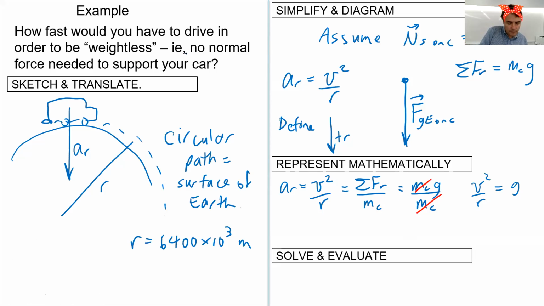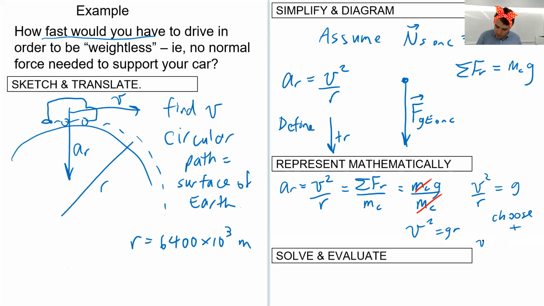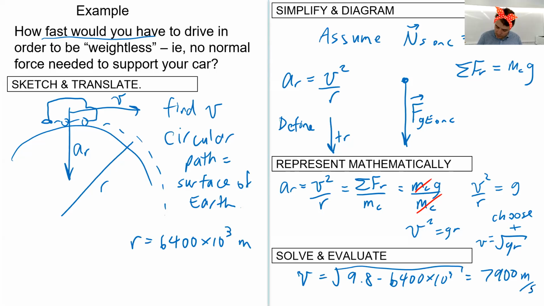You're trying to solve for how fast, so I should put up here, we're going to find V. So V squared equals GR. Choose the positive solution. So V is equal to the square root of GR. So V is equal to the square root of 9.8 times 6,400 times 10 to the 3 to convert it to SI units. And that's where I got about 7,900 meters per second. So that's very fast.